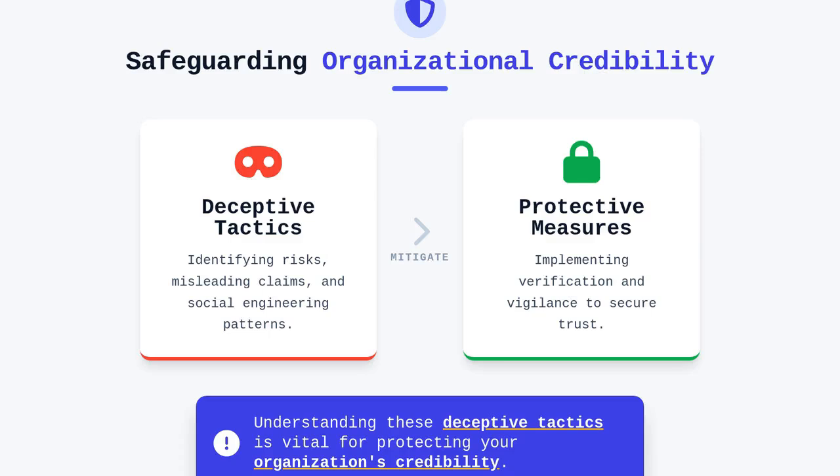Understanding these deceptive tactics is vital for protecting your organization's credibility.